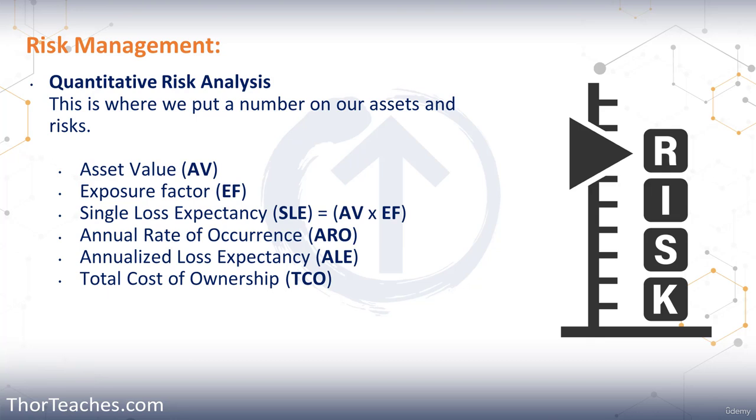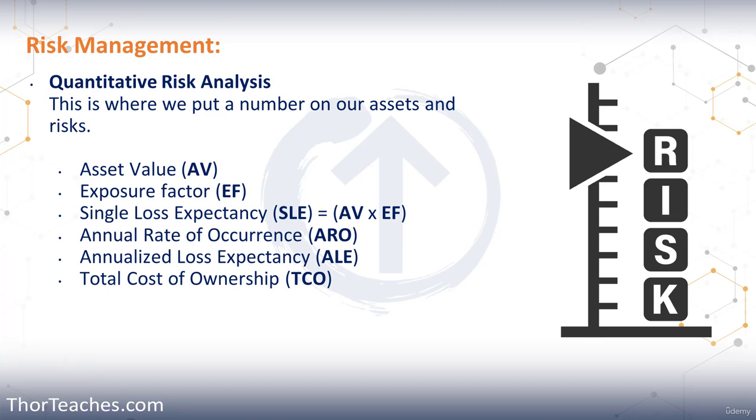And they are to some extent logical. AV is the asset value. How much is that one asset worth? Then we have the exposure factor, or EF. How much of the asset is lost in an incident? And in a minute, we'll do some quick examples so they will make more sense. Then we have SLE, single loss expectancy. That is, how much is it going to cost us if this happens once? And then finally, we have ARO, annual rate of occurrence. How often does this happen every year?